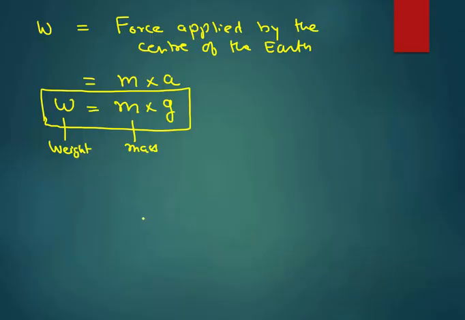At a different location, probably on some other planet, the value of g will change. So you will have some other value g'. Mass is going to remain the same, so weight will change and it will have some other weight W' over there. Thus, we have understood the difference between mass and weight. Let us summarize this in the form of a table and see what the differences between mass and weight are.